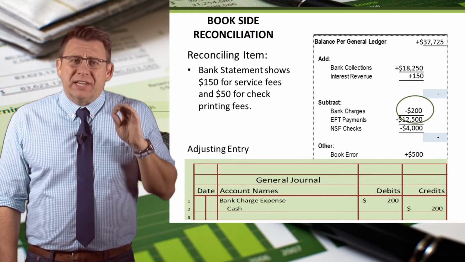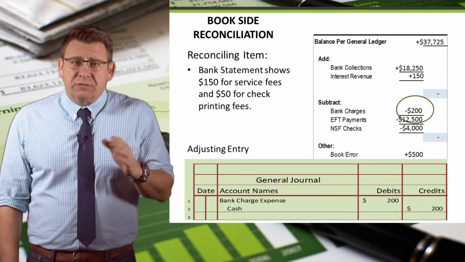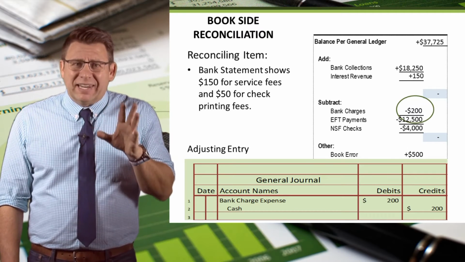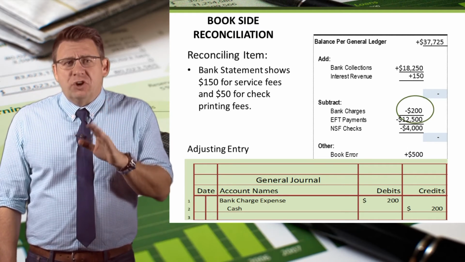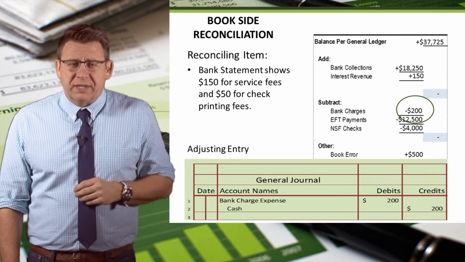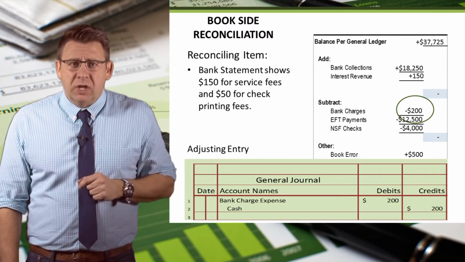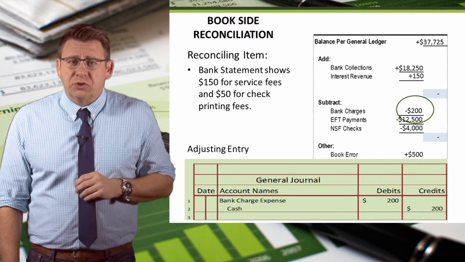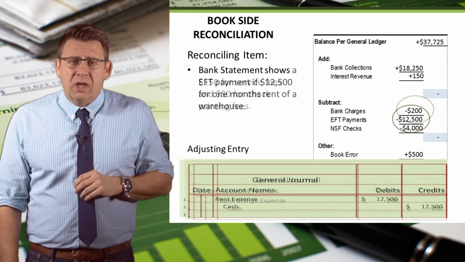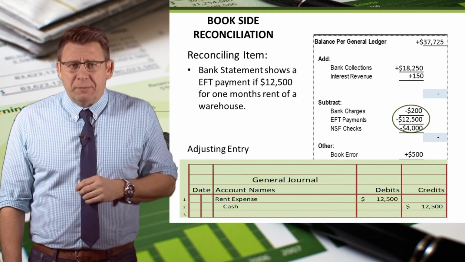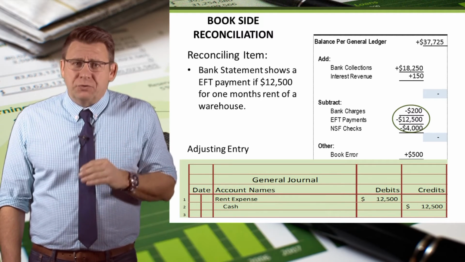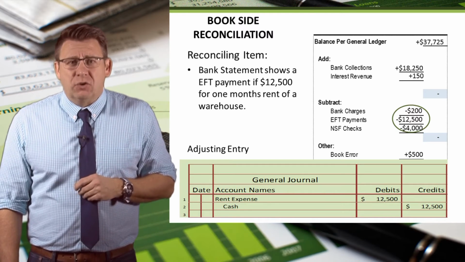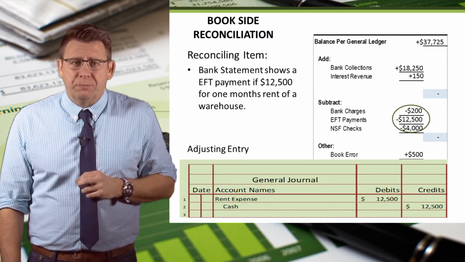The next item is a deduction from cash. It is a service charge. Often service charges are a miscellaneous expense, but I've chosen to use the bank service charge expense. It really depends on the company. So we would debit bank service charge expense and credit cash for $200. The next item is an EFT payment. This relates to one month's rent of a warehouse. So we debit rent expense and credit cash for $12,500.